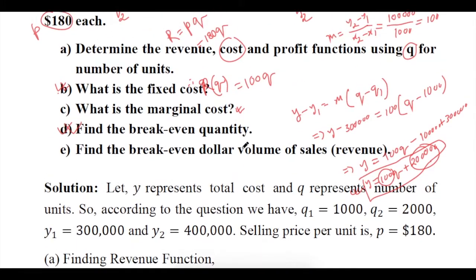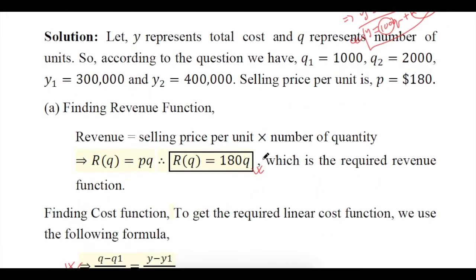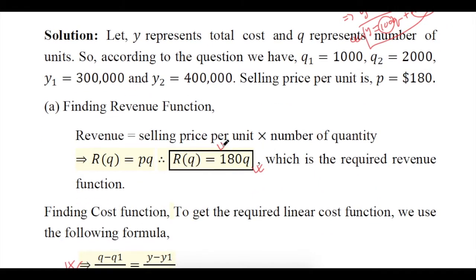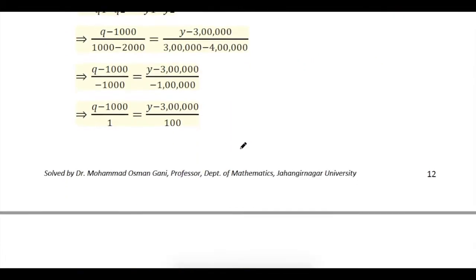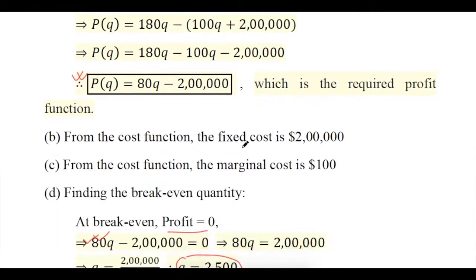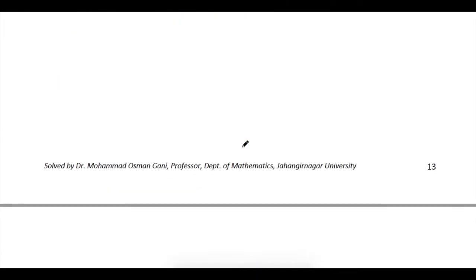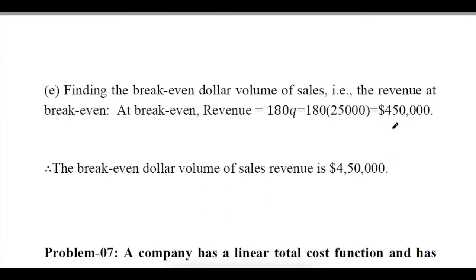And what else? Find the break-even dollar volume of sales. It means what is the revenue at the break-even. So if you put the break-even quantity in the revenue function, then you will get the break-even dollar volume of sales, which is $450,000.